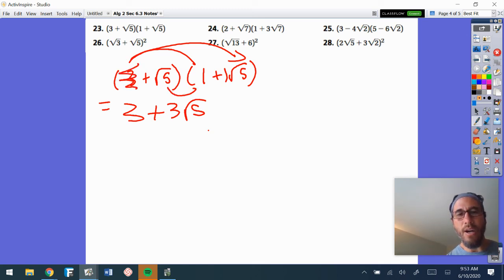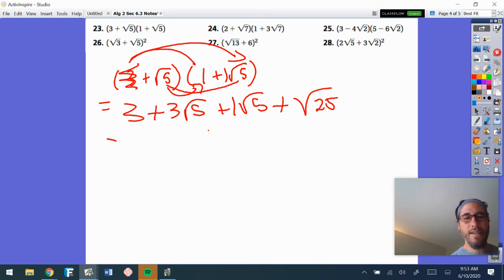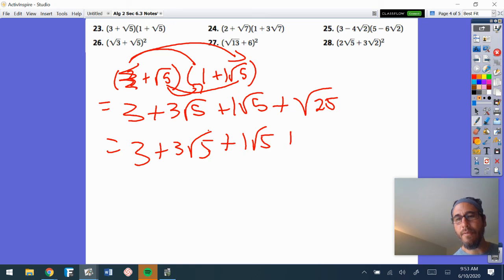And then I take this guy. I can multiply those. That would be 1 radical 5. And then this times this: oh, snap, that's a square root of 5 times a square root of 5. They're both square roots, so I can multiply them and I get the square root of 25. Do you guys know what the square root of 25 is? I do. It is 5. So let's just rewrite this and simplify this last one.